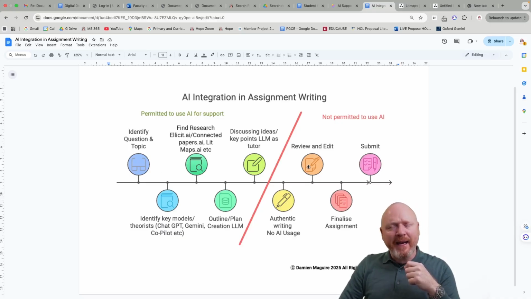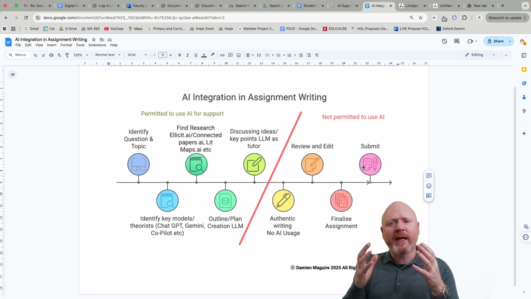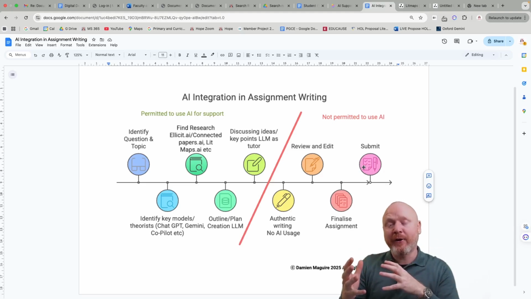When you're reviewing and editing your assignment, again, this is something that you should not be using artificial intelligence for. This should be your own authentic work. And then finalizing your assignment and submitting your assignment, that should be your own authentic work and not driven by an artificial intelligence to support that. Okay, so hopefully that clears up what you can and cannot and should not do to avoid academic malpractice when you are writing your assignments here at Liverpool Hope University.